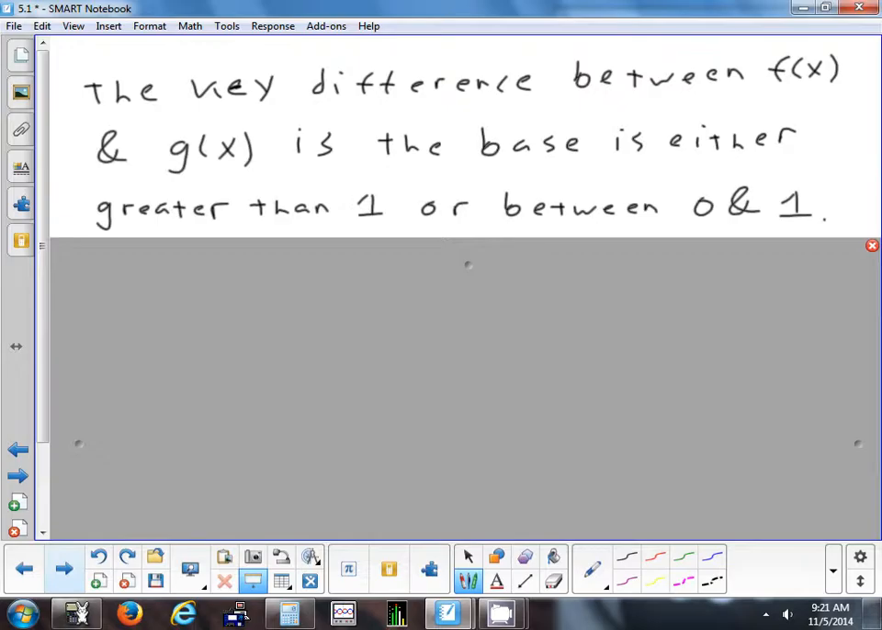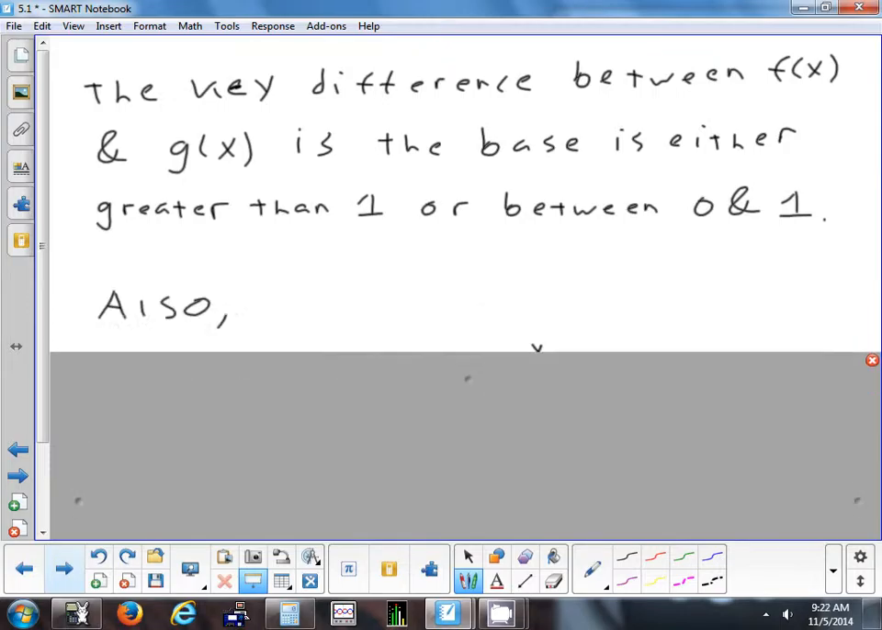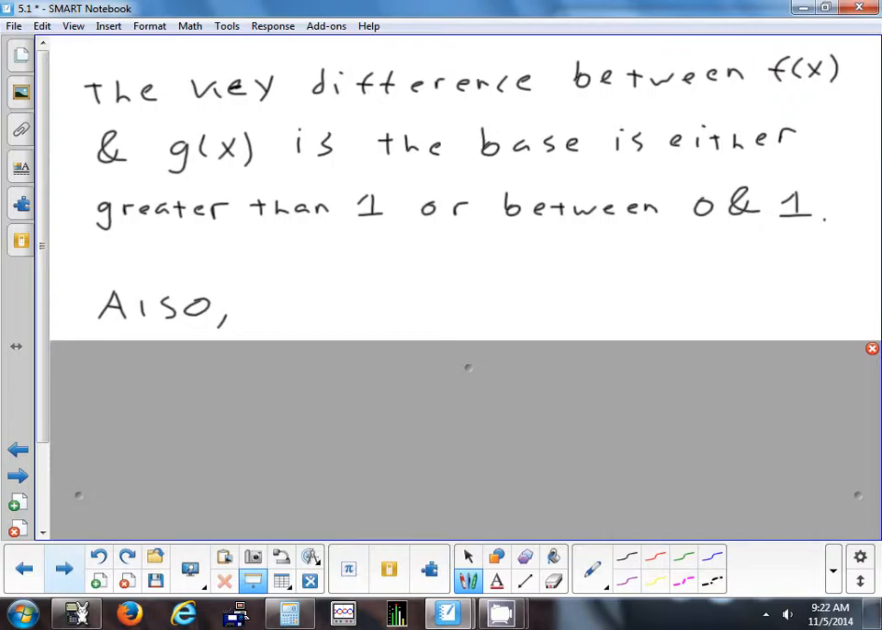And 1 is kind of the division point that's going to change whether things are going to start growing really fast or decaying really fast. So if your base is bigger than 1, you have exponential growth. If your base is between 0 and 1, you have exponential decay.